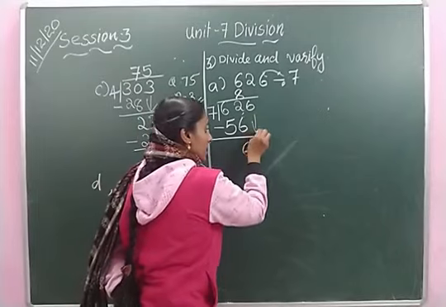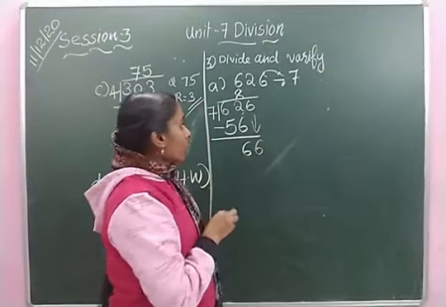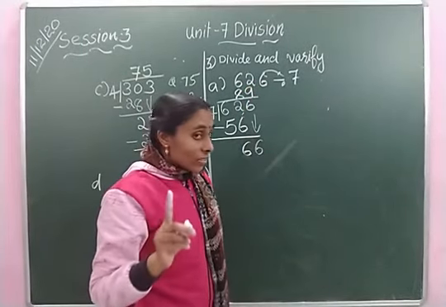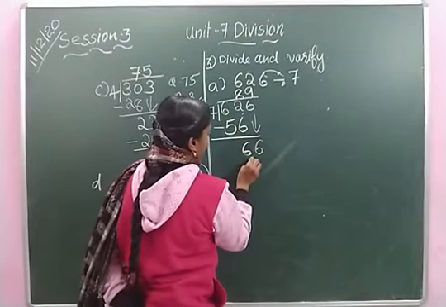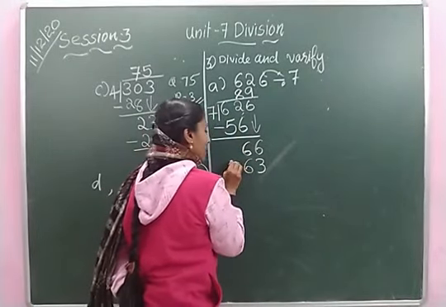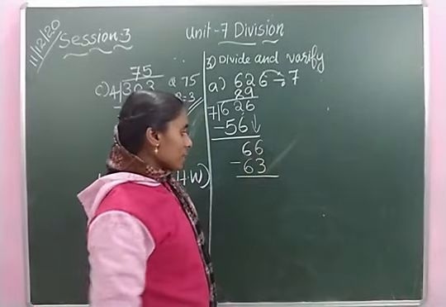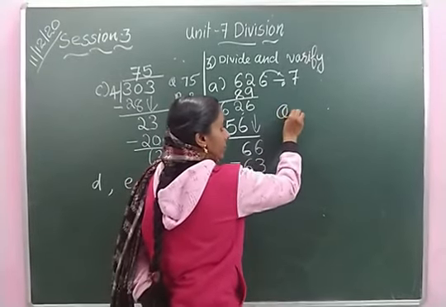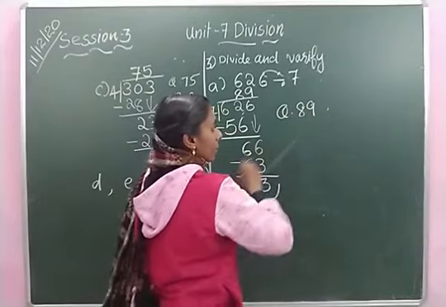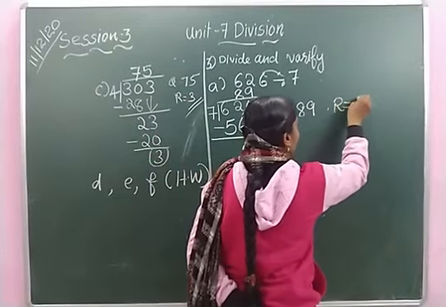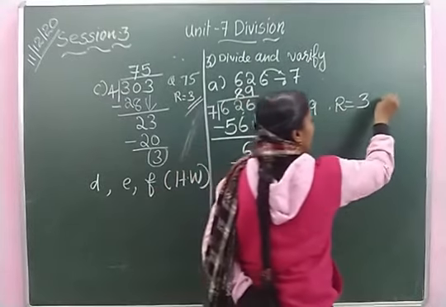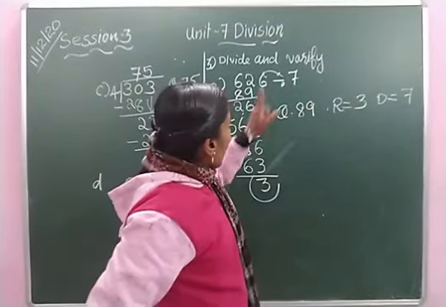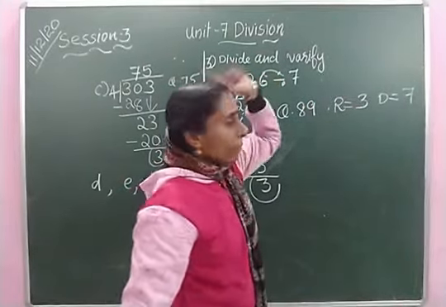Then here 6 is there. That 6 also comes down. How many times? 9 times. 9 sevens are 63. 9 tens are 70. So only 9 times. 9 sevens are 63. Next step is subtraction. 66 minus 63 is equal to 3. Here, quotient is 89. Remainder is 3. And what is the divisor? 7.